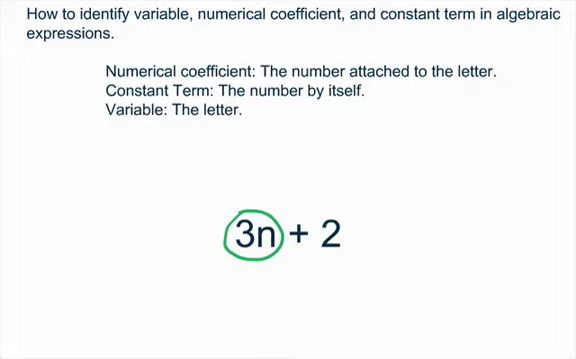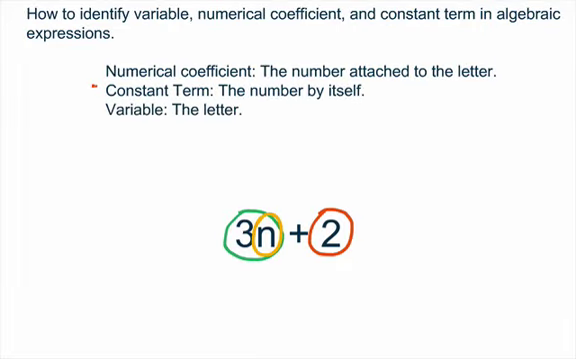The constant term, on the other hand, is constant. It never changes. It's by itself. There's nothing attached to that 2. It will never change. And the letter is always the variable. We don't know what the variable is, and so it stands as a letter. The variable could be anything, which is why it varies, and why we call it the variable.